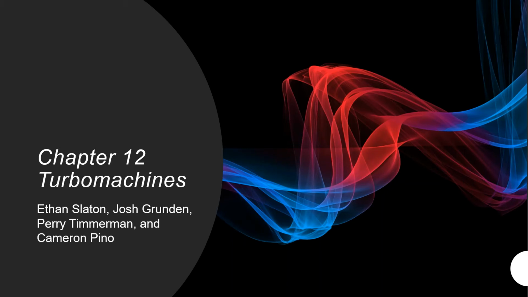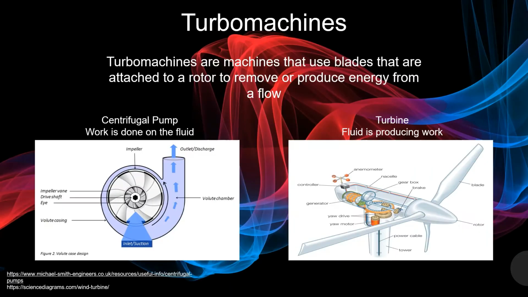In the world of fluid mechanics, my group will be covering Chapter 12, Turbo Machines. Turbo machines are machines that use blades attached to a rotor to remove or produce energy from a flow. A common example of a turbo machine is a centrifugal pump that is used to pump water and is often found in leaf blowers. Centrifugal pumps do work on the fluid, often increasing fluid velocity.